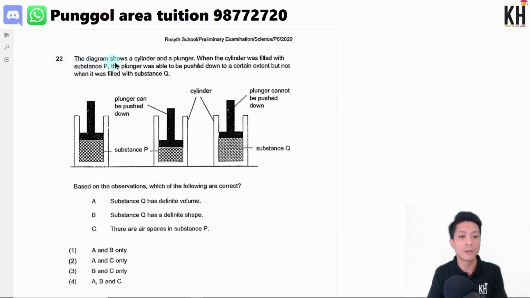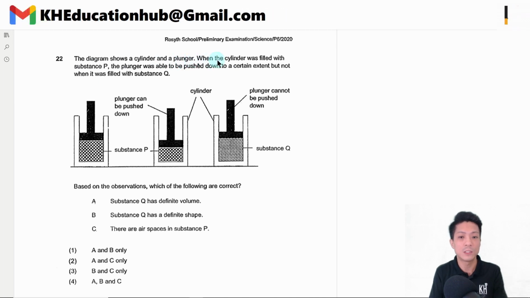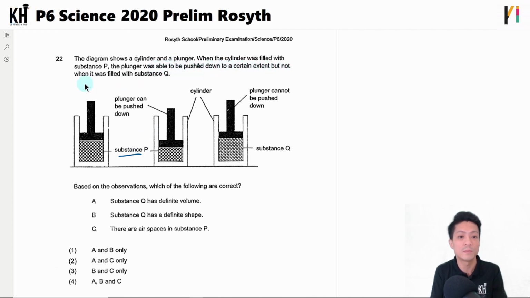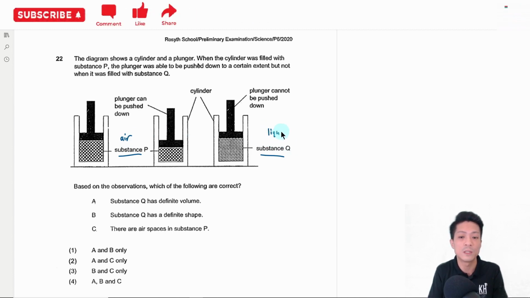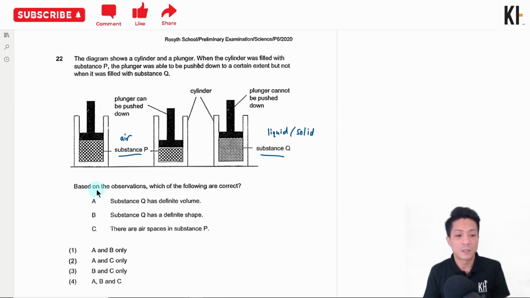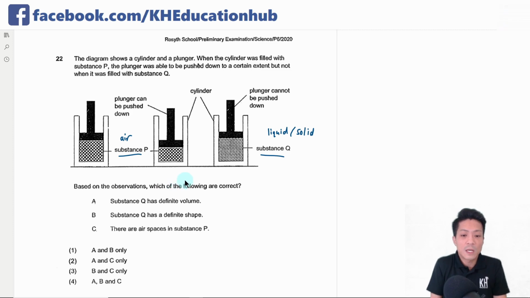Question 22, the diagram shows a cylinder and a plunger. When the cylinder was filled with substance P, the plunger was able to be pushed down to a certain extent, but not when it is filled with substance Q. So maybe this is air, maybe substance Q is liquid or even solid. Based on the observations, which of the following are correct?